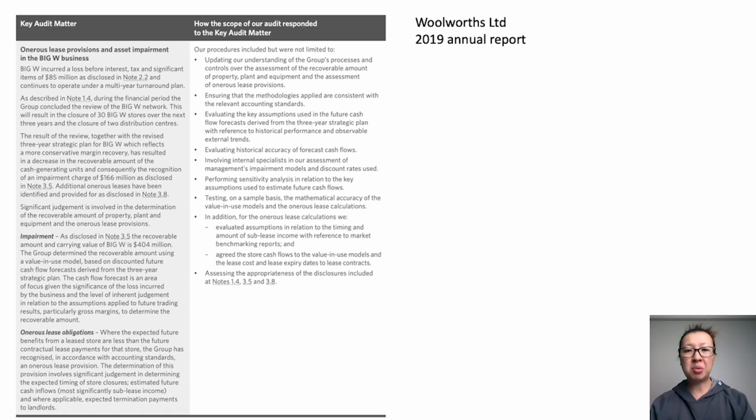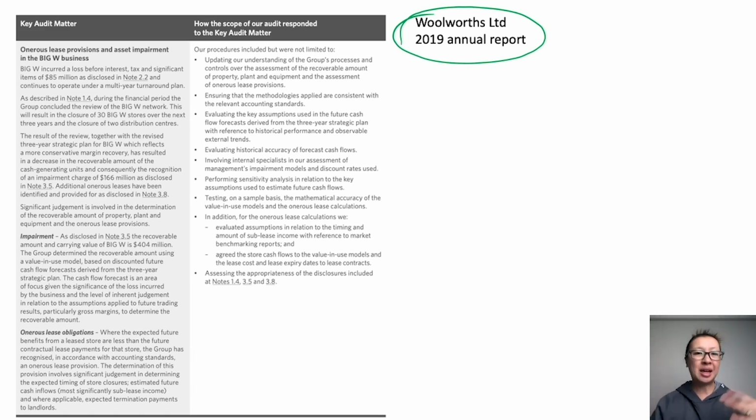Here are some key audit matters for a company we probably all know really well, Woolworths Limited. So that's our Woolworths supermarkets, their liquor outlets, etc. It's a bit small, but I'll also link you in the class notebook to their actual annual report, so you can look at all of the key audit matters. But you'll see here there's a key audit matter, and you'll also see the other column, the scope, which is how our auditor responded to the key audit matter. So for example, here, there's a key audit matter around, and I'll see if I can highlight this, lease provisions and asset impairment.